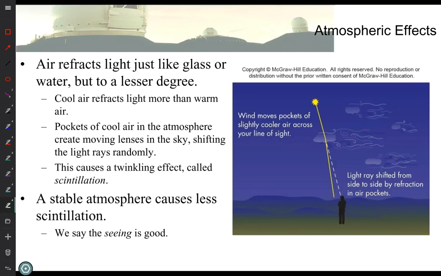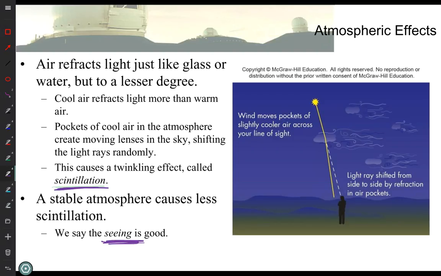Now, the technical name for twinkling is scintillation. And the name the astronomers give to the quality of your viewing is the seeing. So when the stars are twinkling, an astronomer says the seeing is not good because you can't see things clearly because of all of that twinkling.